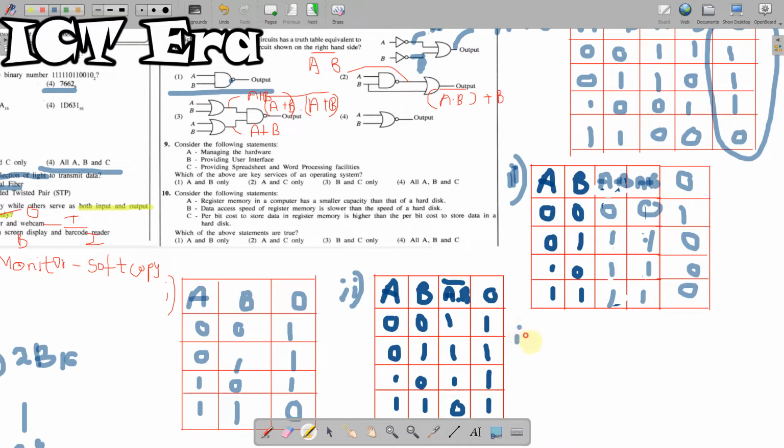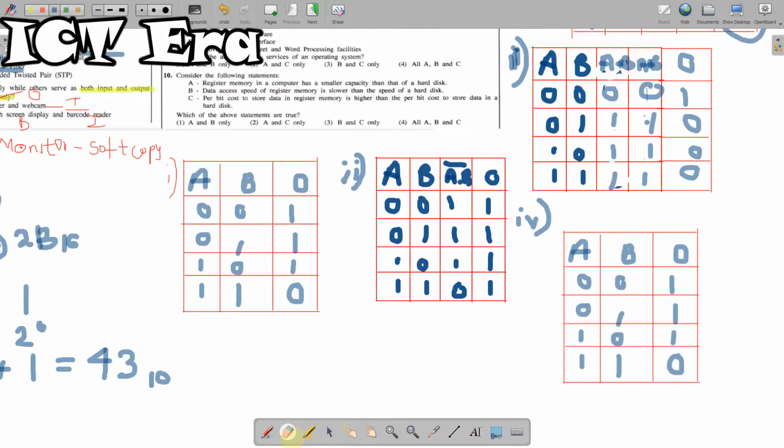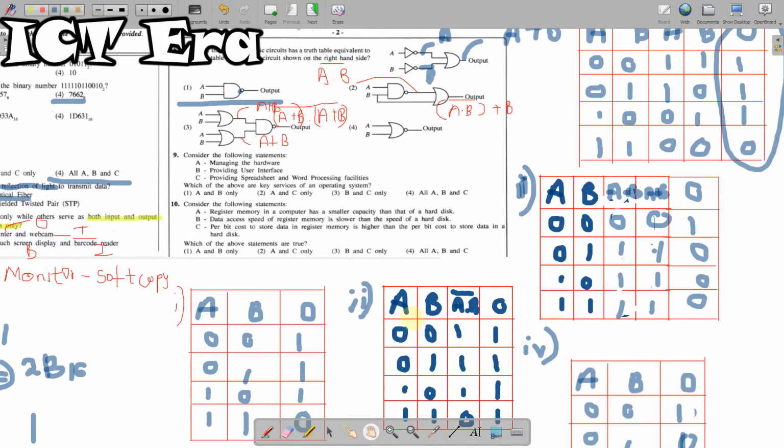Then the last one, there's a NOR output. We have to find the NOR output. Because it's a NAND gate, it should be 0, then 0, then here 1, here 1, 0, 0, 0. Okay, so this is the output of all these two tables. Right, then let's move to the next question.